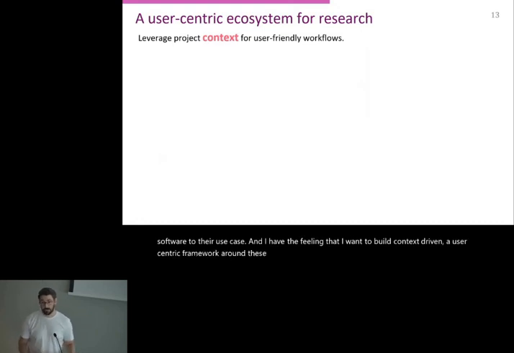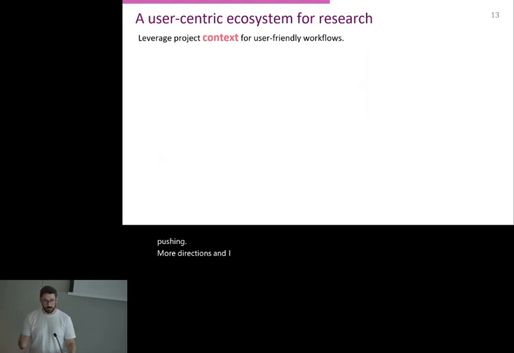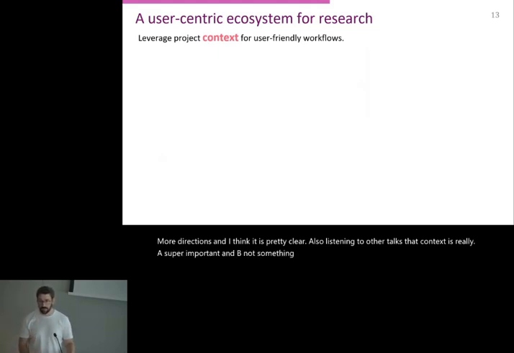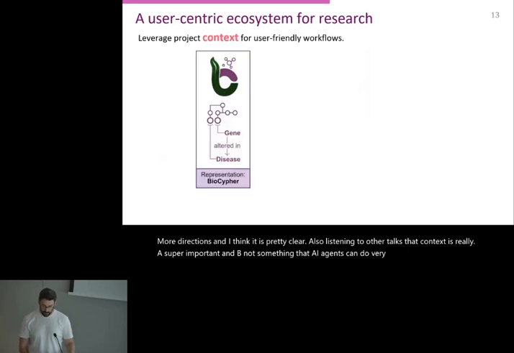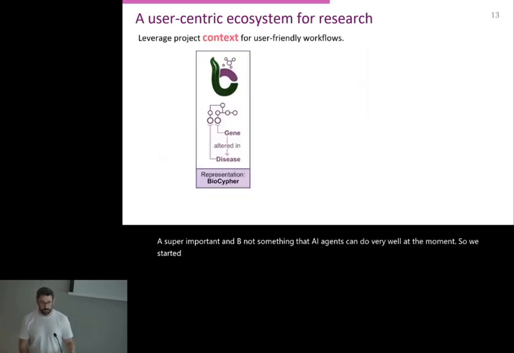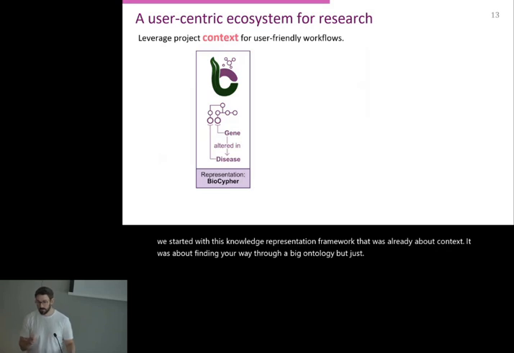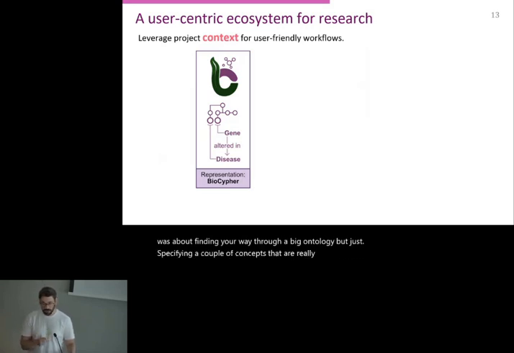We have started with some of them, and we are pushing into more directions. And I think it is pretty clear, also listening to other talks, that context is really, A, super important, and B, not something that AI agents can do very well at the moment. So we started with this knowledge representation framework that was already about context. It was about finding your way through a big ontology by just specifying a couple of concepts that are really important for your project and then going with that. So it's kind of a hybrid.